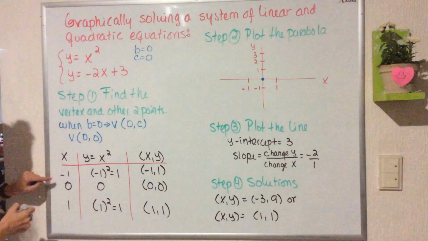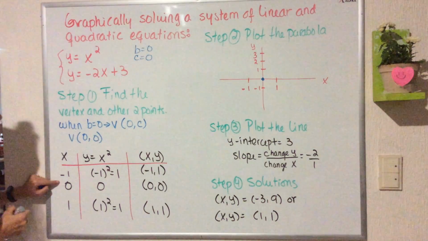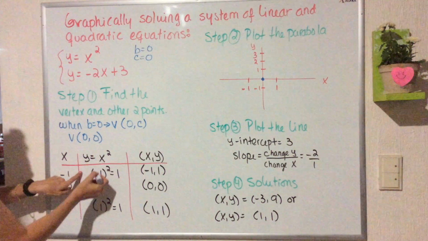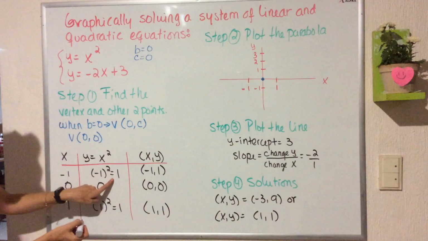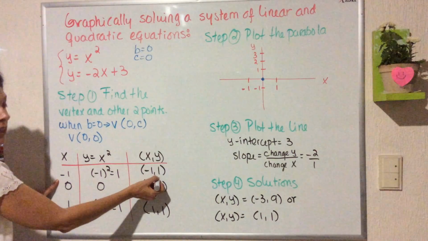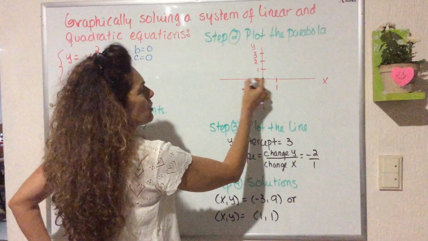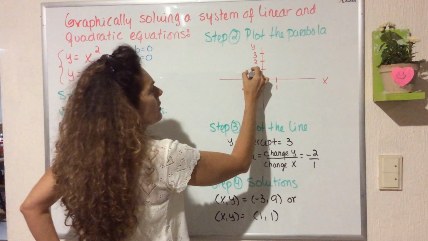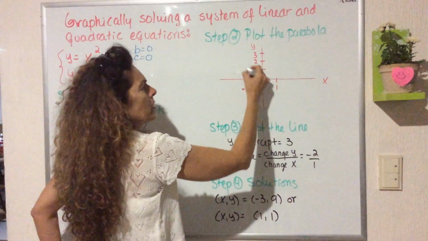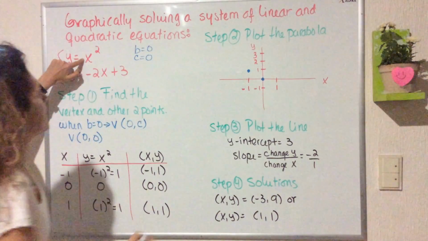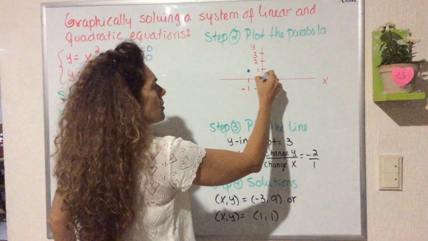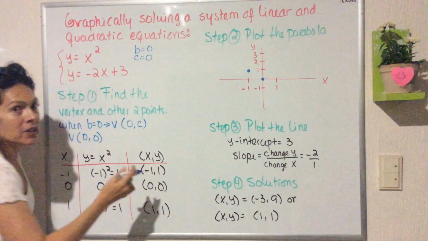Good. And then when x equals -1, we substitute it in the quadratic equation and we get that y equals 1. So the point would be (-1, 1). So we go to -1 in x and 1 in y, so the point would be here. As you can see, the parabola is going to open upwards because the leading coefficient is positive, and here we have the first point, apart from the vertex.